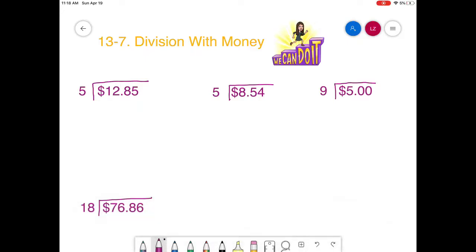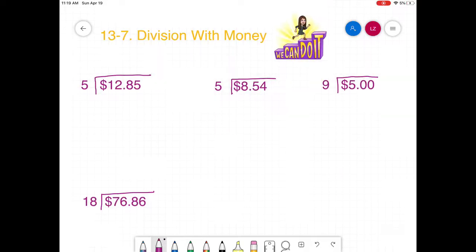All right, everybody, we are on lesson 13-7, division with money. This should be a fun new challenge. It really is not much different than dividing with decimals because money is written as a decimal. So there are only a few little things that you're going to need to do differently from the previous lesson where we were just dividing with decimals.